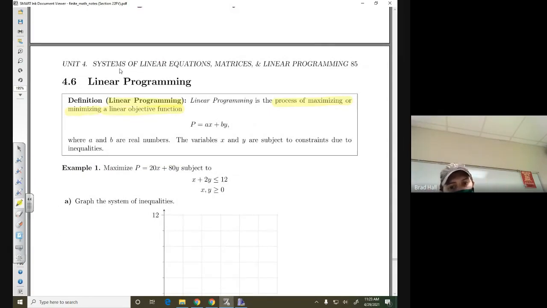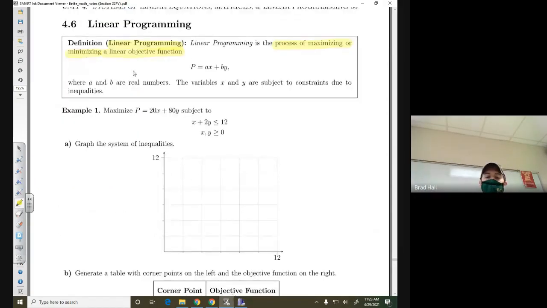So linear programming here. Let's go ahead and see some of this stuff in action for example 1. Notice they want us to maximize this equation here, and then they give us a system of inequalities. We're only going to focus on the system of inequalities for now. We're going to completely ignore that maximize part.